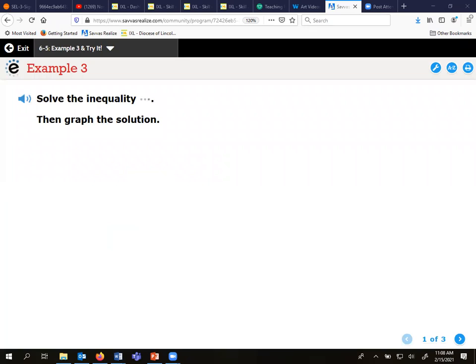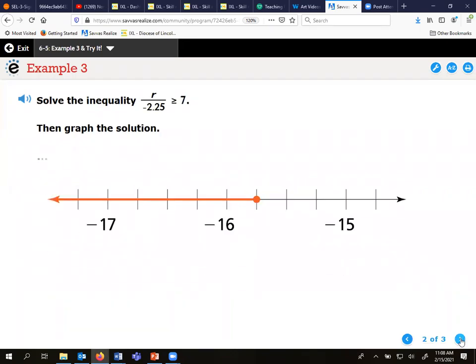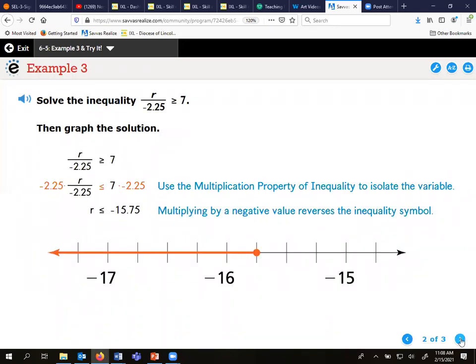Okay. So here I've got another inequality. This time it's a division inequality because I've got r being divided by negative 2.5. We're going to solve it. So we're going to do the inverse of dividing, which is multiplying. And we're going to take everything times negative 2.25, and over here, times negative 2.25. And I end up with r is less than or equal to negative 15.75.